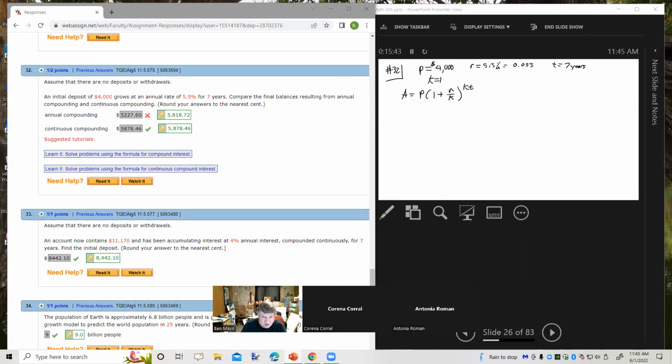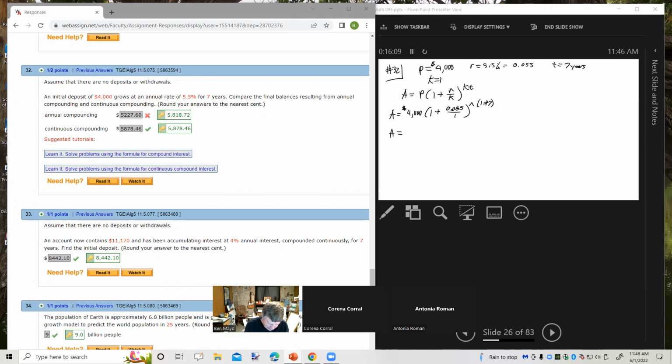Okay, because it's not continuous. So we're going to plug all that information in. A equals $4,000 times 1 plus 0.055 all over 1, to the 1 times 7 power. Okay.